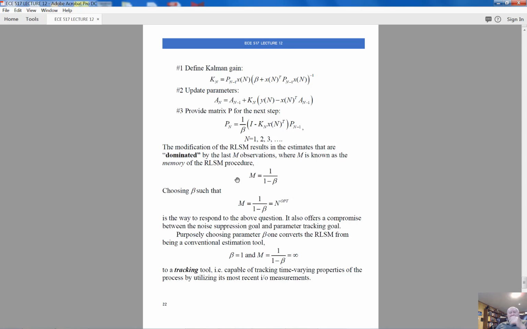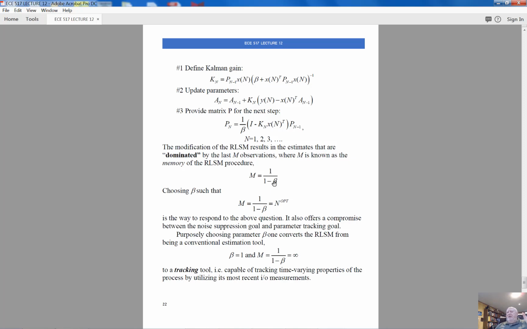Okay? Now, what will happen if beta is equal to 1? Then the memory of the procedure will become infinity, and we're basically going back to the original formula of the recursive least square method procedure. In the original least square method procedure, no matter how many measurements we have, they equally contribute into parameter estimates. We have infinite memory.